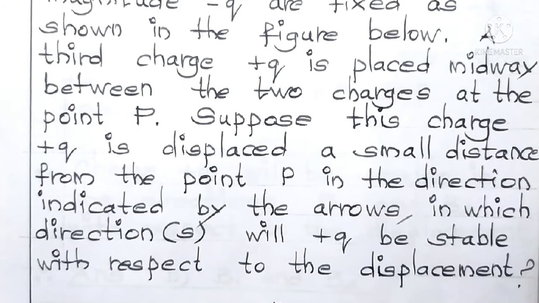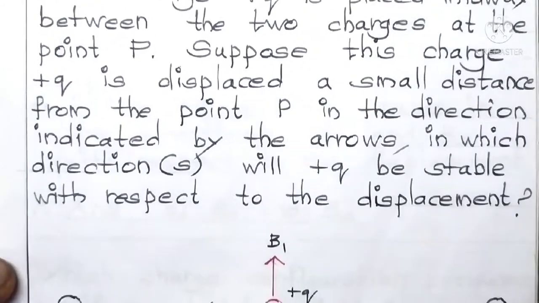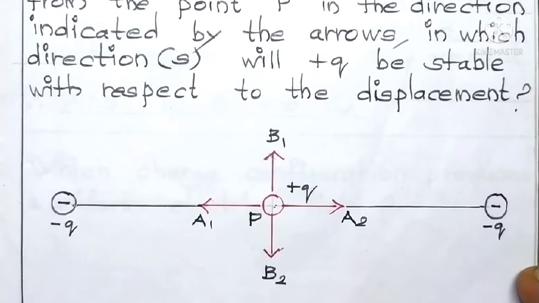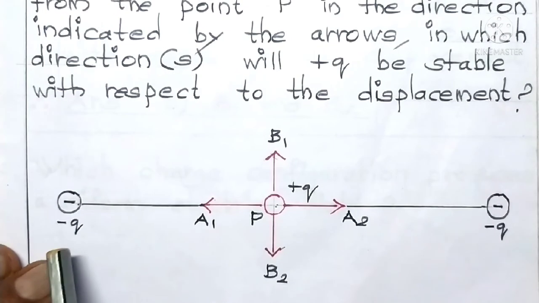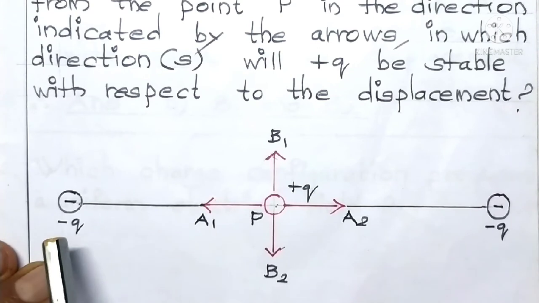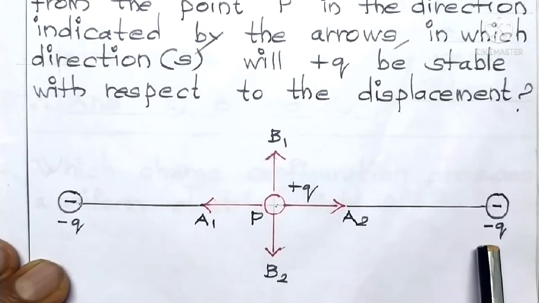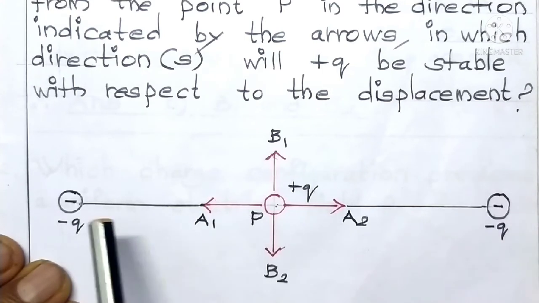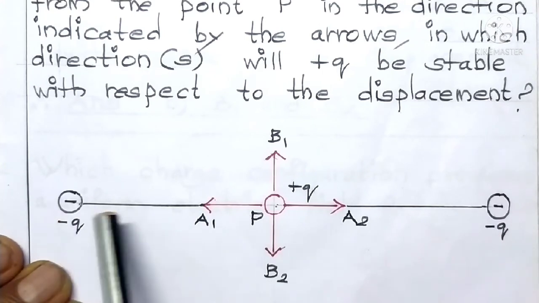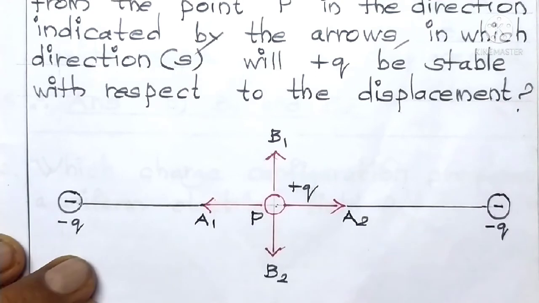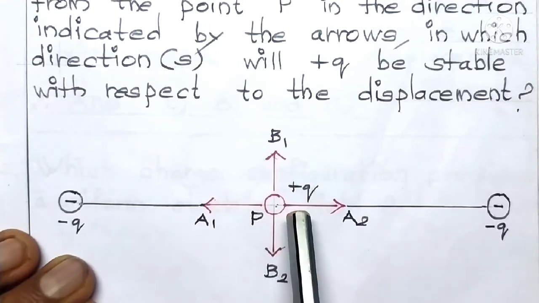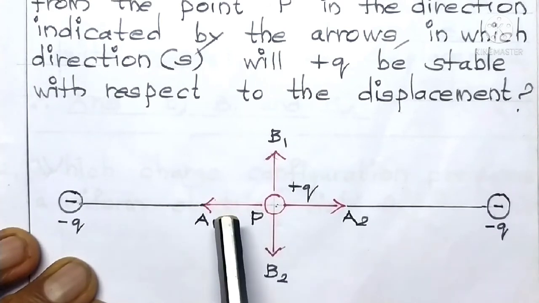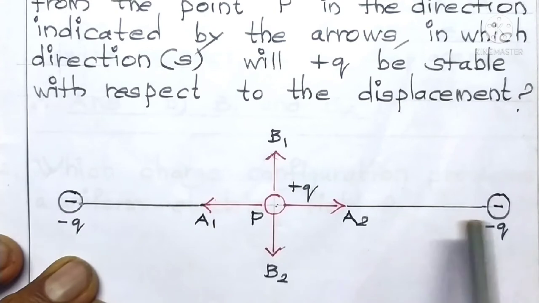This is the question. Now let us have a closer look at the diagram for better understanding. Here there are two negative charges, minus q, and here comes another minus q. Two negative charges are placed at a distance as shown in this diagram, and a positive charge plus q is placed midway, at the center of these two charges.